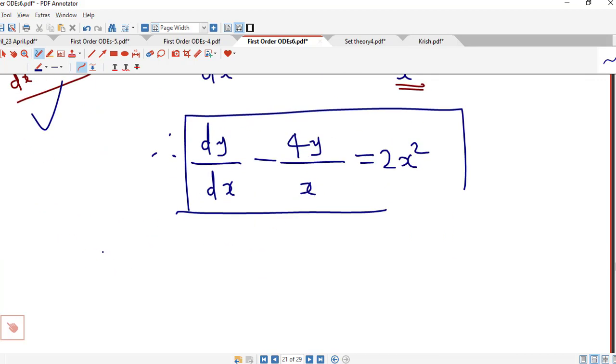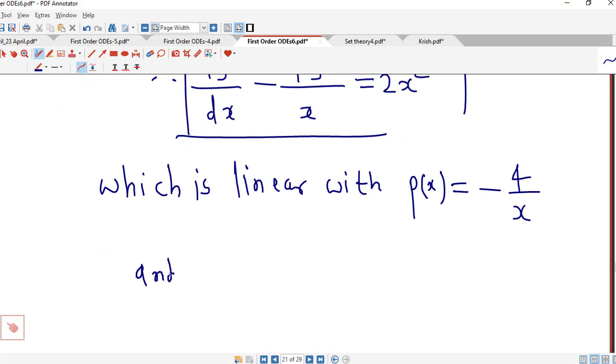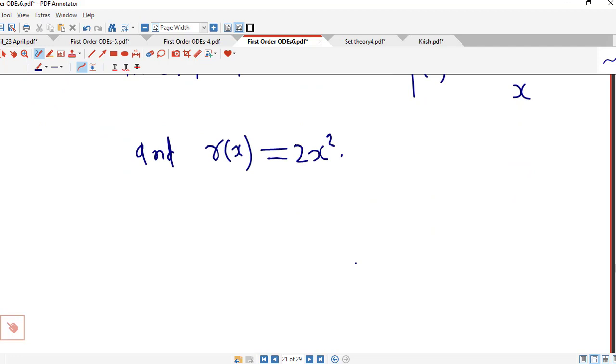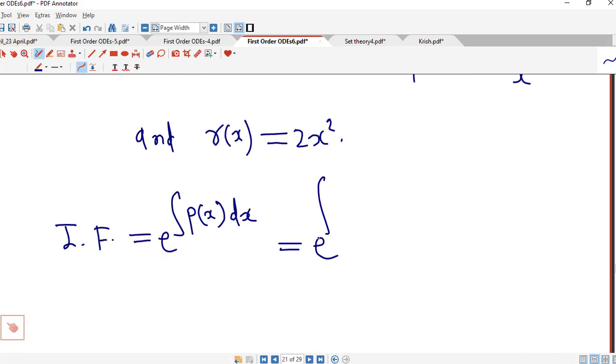So this is now linear, with px, that is the coefficient of y, which is minus 4 by x, and the right hand side is 2x square. So the right hand side we consider as rx. Now the next step is we find out the integrating factor. It is e to the power integral of px with respect to x. What is px? Px is minus 4 by x. So we integrate minus 4 by x with respect to x.